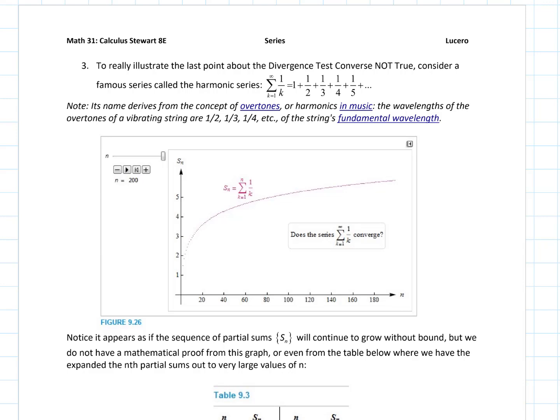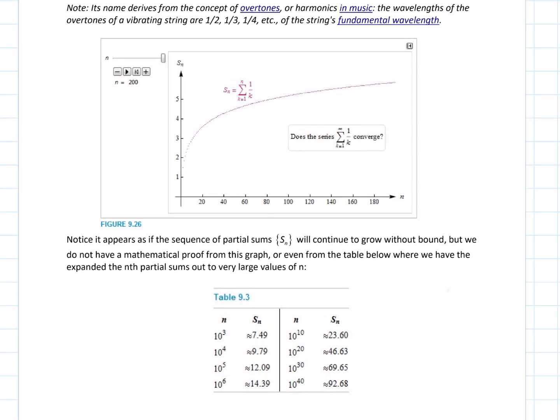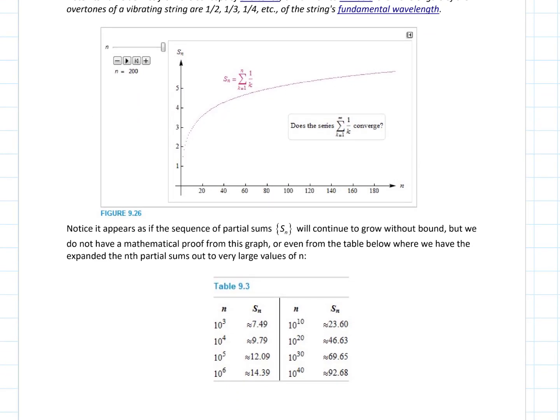And in fact, if you look at this little table down here of the partial sums, where we're taking the partial sums out to 10 to the 40th, notice that that is 92.68. As we continue, it's not growing at an incredibly fast rate because the terms that we're adding are pretty small, but the partial sum does continue to grow and never hits a finite value. It just grows and grows and grows, which means that this series is not convergent.